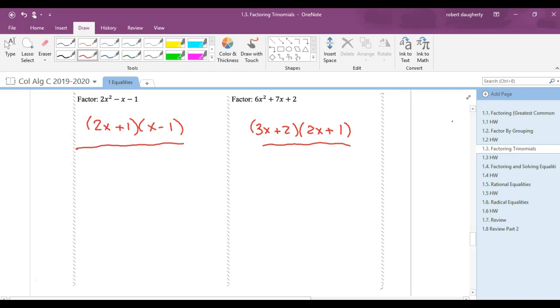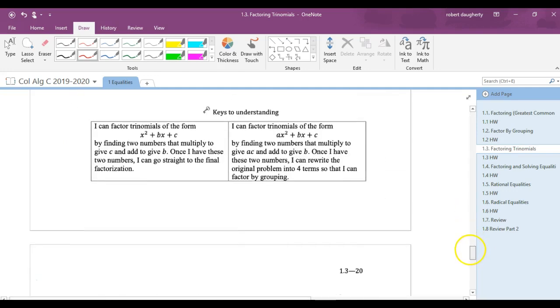That takes us to the end of this. So this is the end of our factoring. The reason we do factoring is because factoring is a method we will use over and over again this semester to solve equations. So that's why we've spent a whole week on factoring, because it's a method for solving.